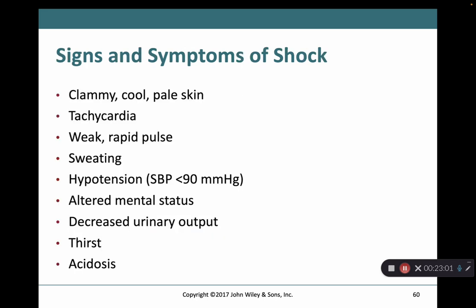Okay, so here are some signs and symptoms of shock. So you get clammy, cool, and pale skin, tachycardia, which is an abnormal heartbeat, weak, rapid pulse. So your body is trying to make up for that blood loss, but it's weak because it doesn't have enough blood if there was like a bleed. Sweating, hypotension, so low blood pressure. Altered mental status, so you can become confused. Decreased urinary output, thirst, and acidosis.